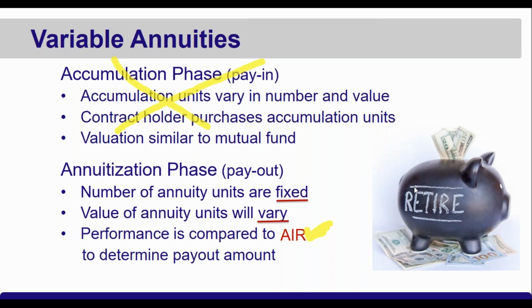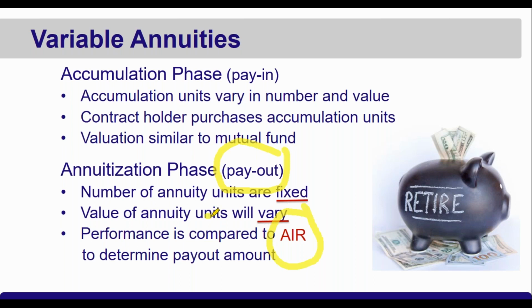So your books will have examples and little tables illustrating that. I would encourage you to look at that. It's a lot easier to get a feel for the numbers by looking at numbers. But what I will highlight for you or draw to your attention is, when are we comparing to AIR? You compare to AIR during the payout phase, not during the pay-in phase.